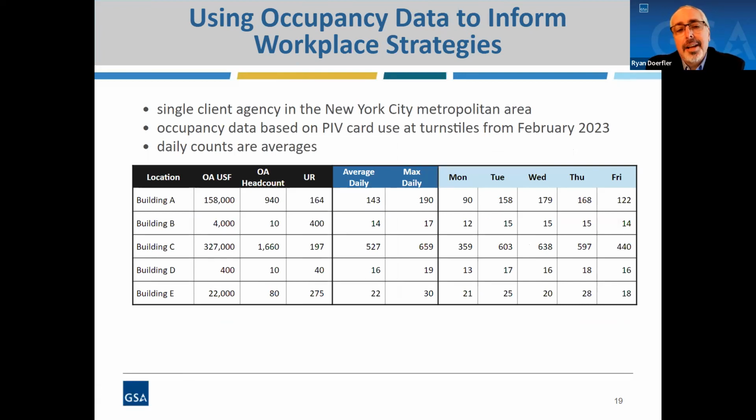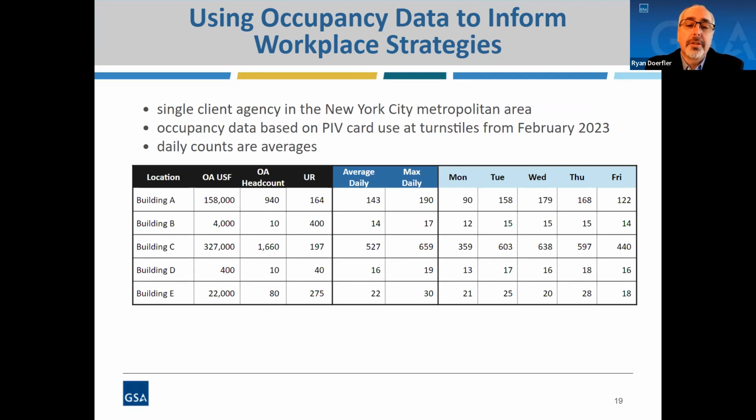What you see here on the slide is an actual client in the New York City metropolitan area. This is occupancy data that was captured for the period of February, just this past February. Again, from turnstiles, and what you see there, it covers 5 building locations, a wide variety of sizes from the usable square feet indicated in their occupancy agreement, as well as the head count that was identified in the OA, or occupancy agreement. Utilization rate is based off of those 2 previous pieces of data, the usable square feet divided by the head count.